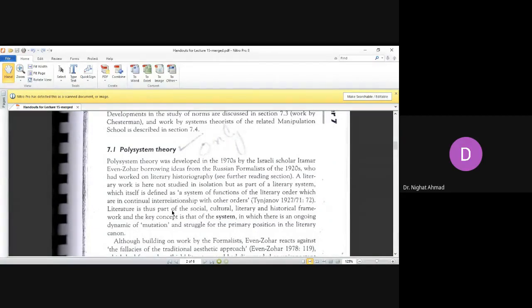So polysystem theory was developed in the 1970s by the Israeli scholar Itamar Even-Zohar, borrowing ideas from the Russian formalists of the 1920s. It was developed roughly in the last three decades of the 20th century, that is, the 1970s. It was developed by a famous Israeli scholar by the name of Itamar Even-Zohar, and he was influenced by the Russian formalists of the 1920s.